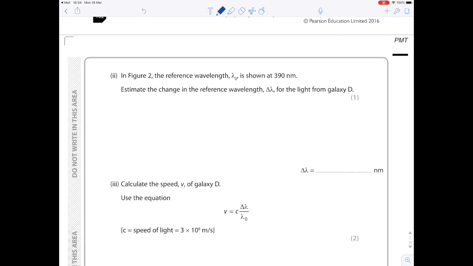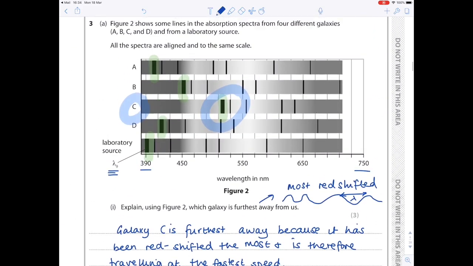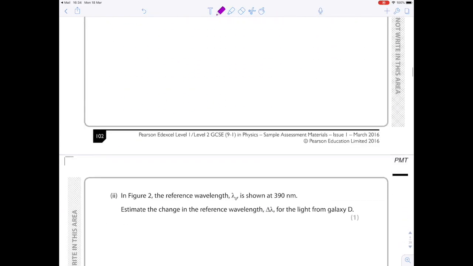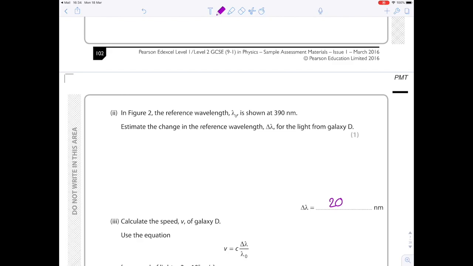Part 2. In figure 2, the reference wavelength is shown at 390 nanometers. Estimate the change in reference wavelength for the light from galaxy D. So going back up, we have our reference wavelength, which is here. This is going to be hard for you to see, I'm just going to change colour. And it's moved to here. So you just want to use this scale to help you identify it. And if you have a look, you'll see that that is approximately 20 nanometers. But they would have accepted any answer between 19 and 25.